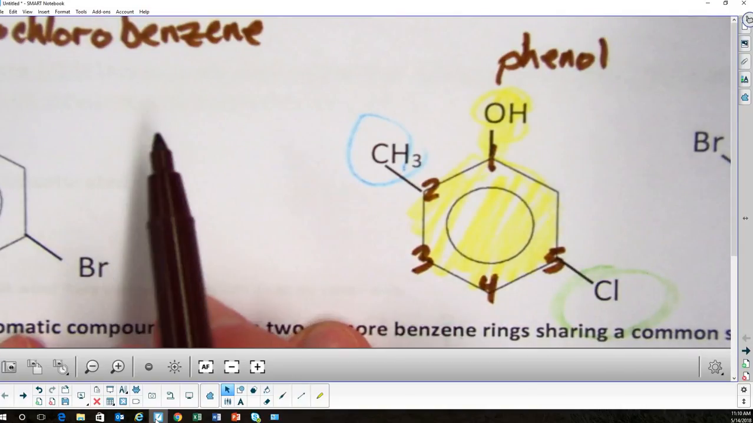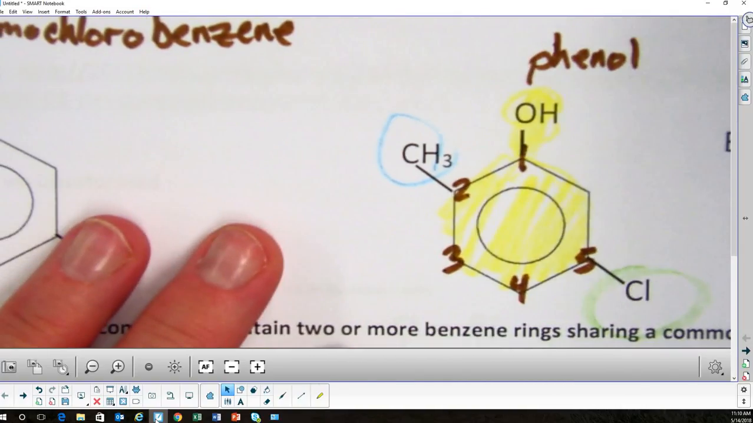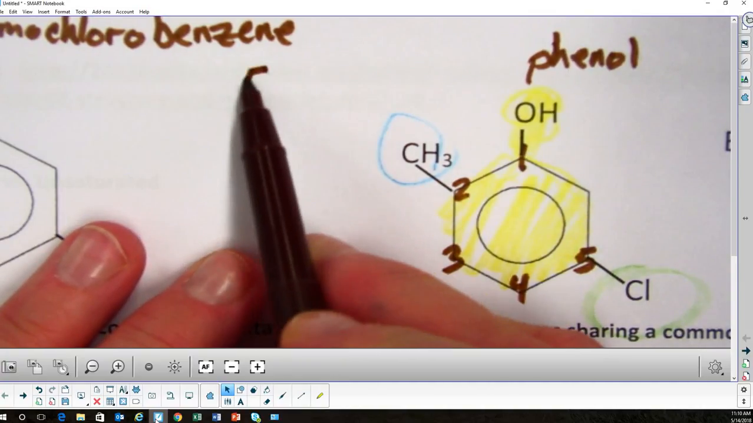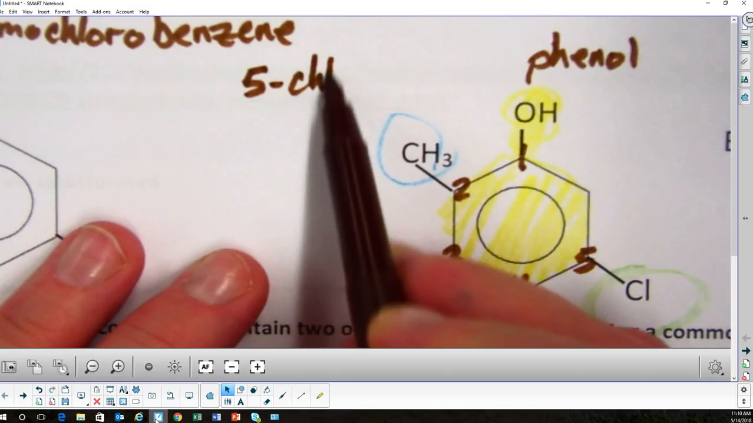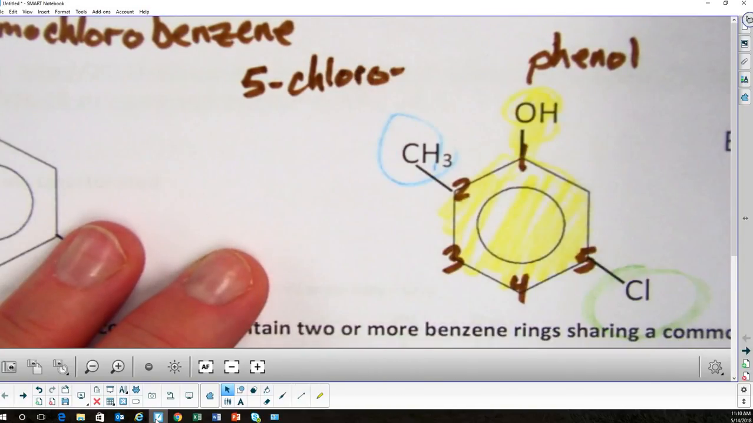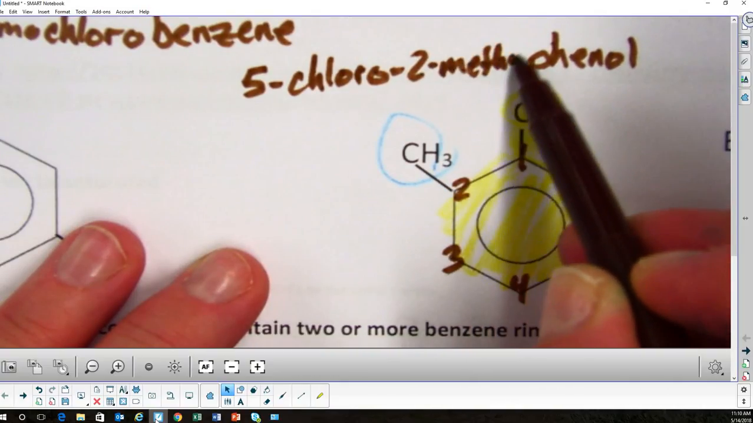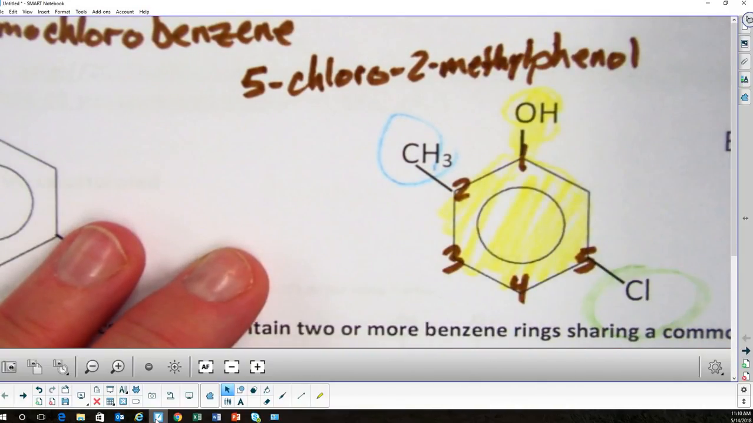So in front of that, what am I going to put in front of the phenol? Which comes first? The chlorine does. So 5-chloro dash what? 2-methyl. Good. And then phenol. Yep. Okay, this one is off the side of yours.